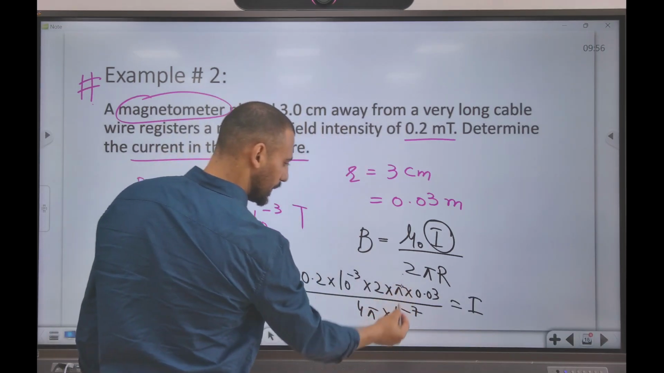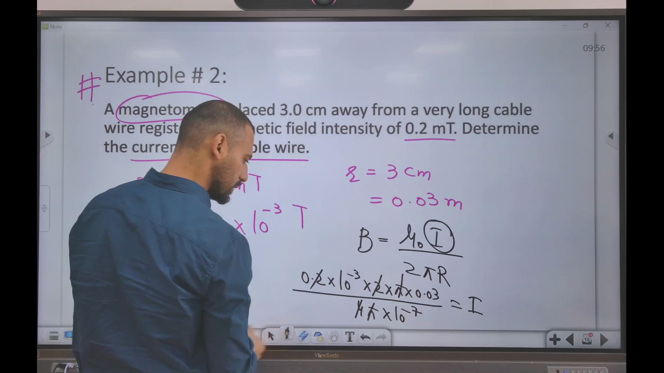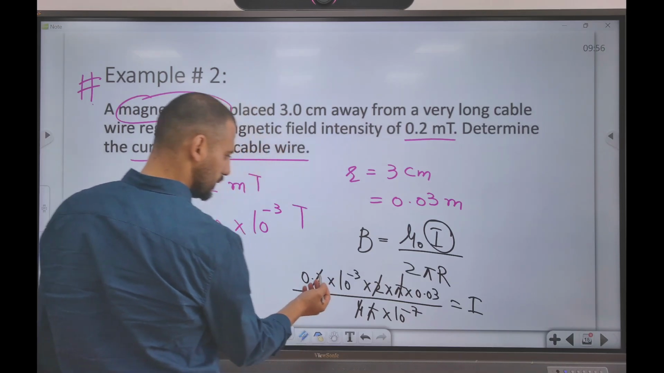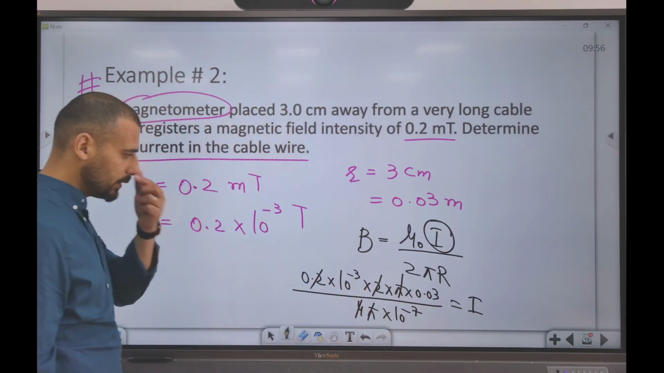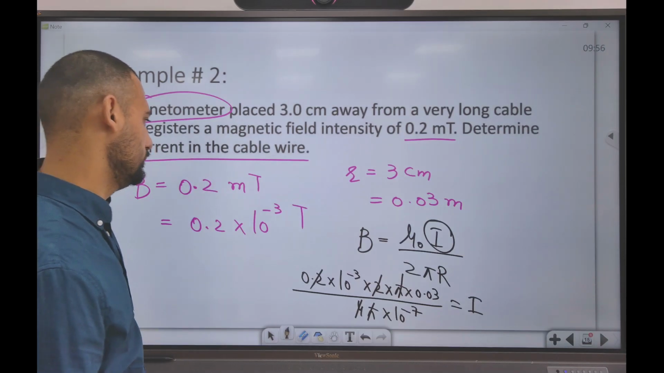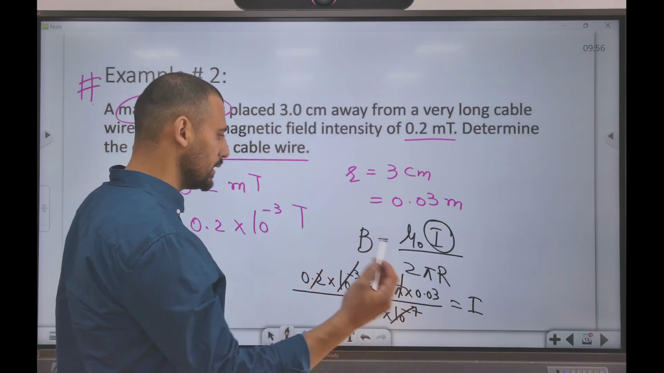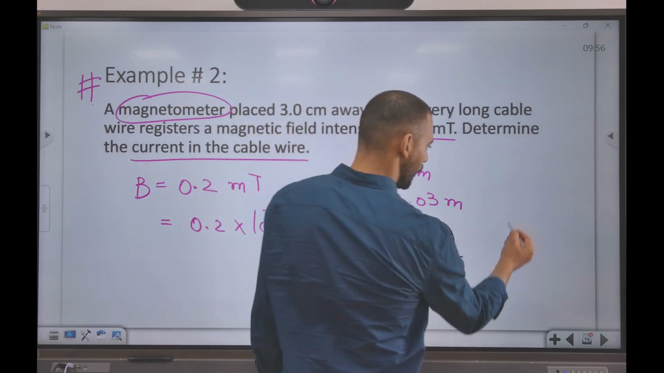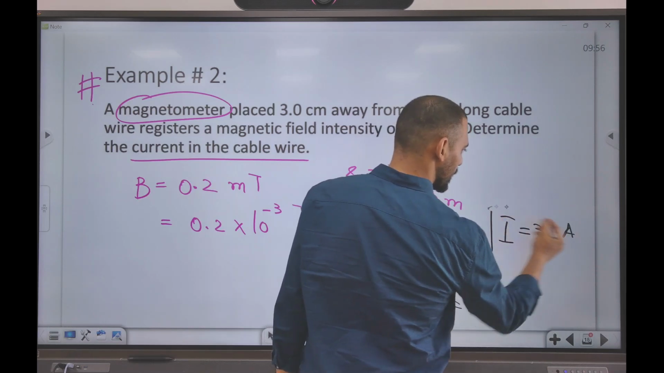So see, pi and pi will cancel. 2 and 4 will cancel. So we have to write here negative 4. And this will also cancel, so it will be negative 3. Yeah, it will be 30. 30 ampere is the correct answer.